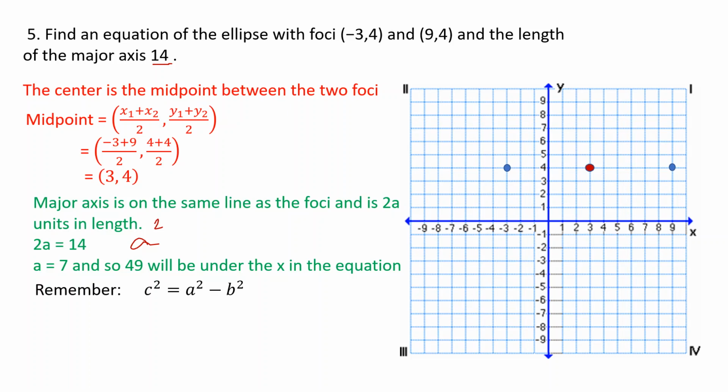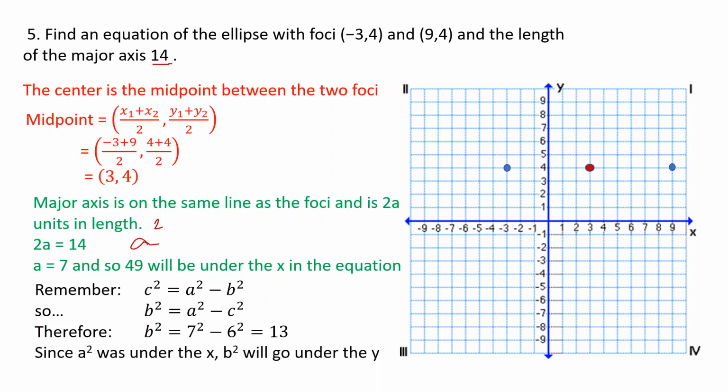And we have the equation c squared is equal to a squared minus b squared. And I can easily now solve for b squared. I put the a squared, which is 49, and the c squared is already given. So b squared is 13. a squared is under the x. b squared will go under the y.